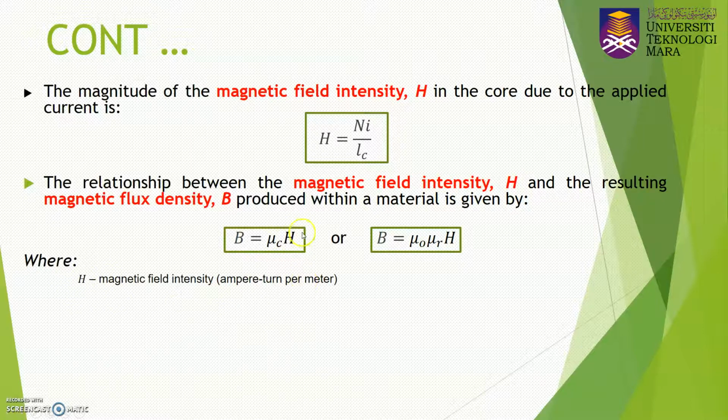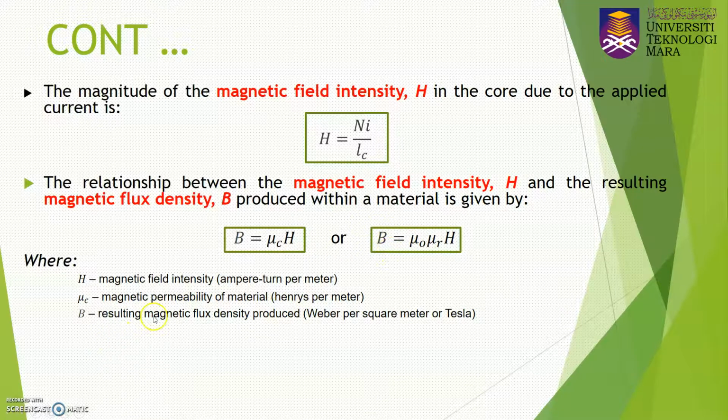So, H represents the magnetic field intensity, where the unit is ampere-turn per meter, AT over meter. Then mu C is the magnetic permeability of the material of the core, and the unit is henries per meter. B represents the magnetic flux density. If H is an intensity, B is a density. So the unit for B is the Tesla, or you can also write it as Weber per square meter.